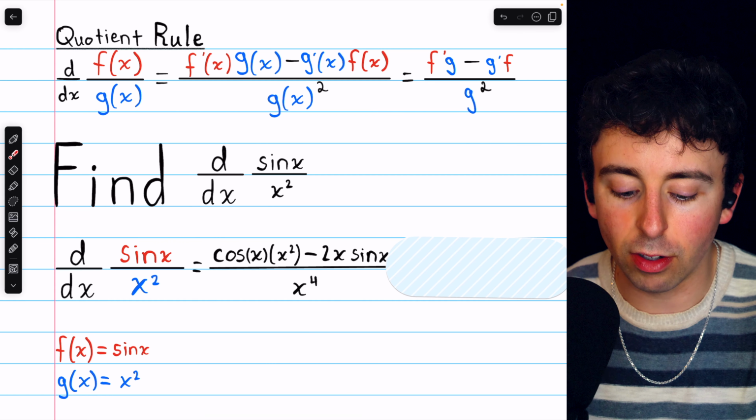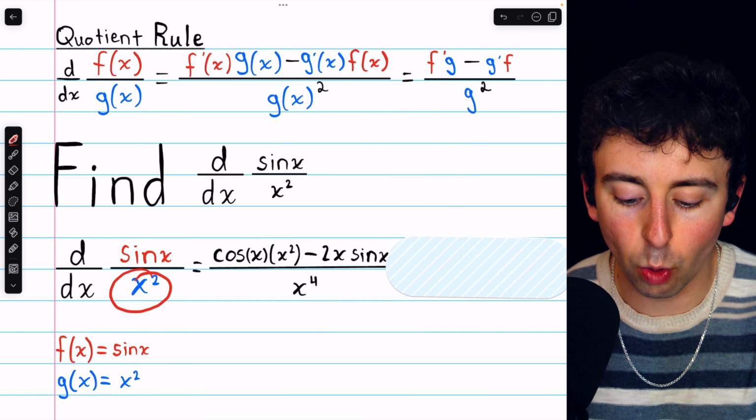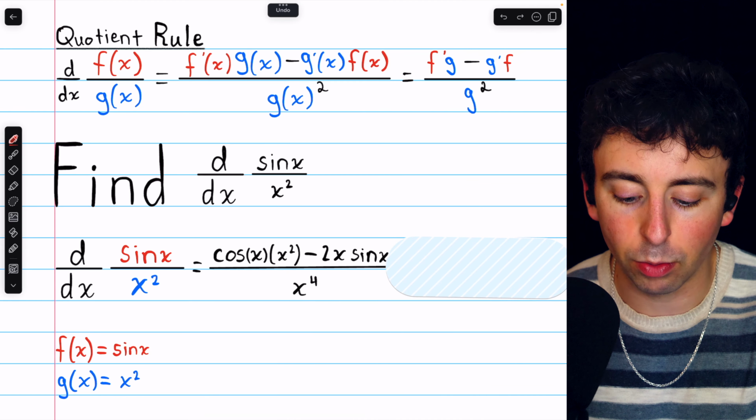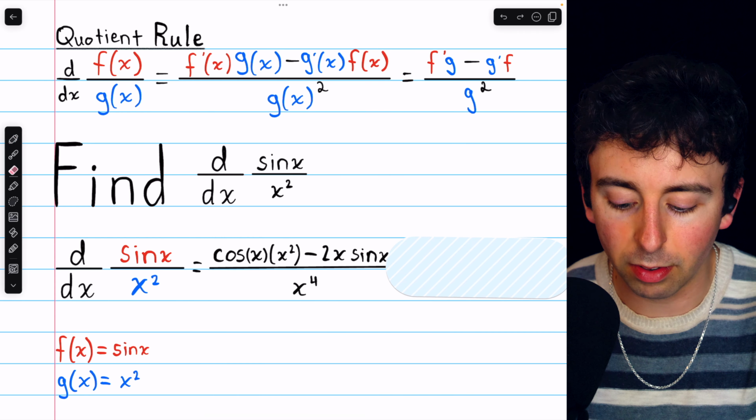We then divide by g squared, the denominator squared, and the square of x squared is just x to the fourth because we multiply the exponents. So this is the derivative. Now we just have to do some simplification.